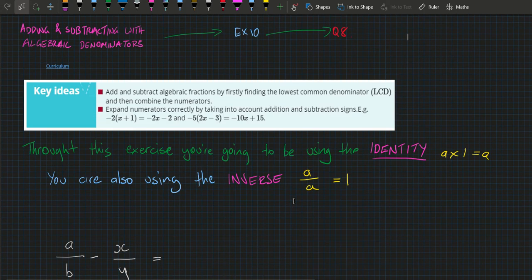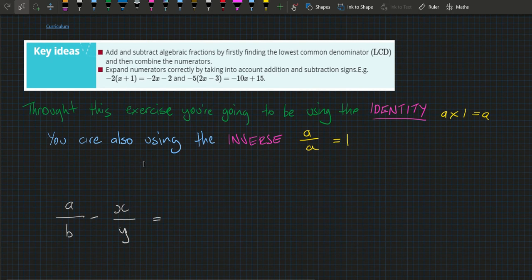Okay, so throughout this exercise, you will be using the identity. You will have used it many times in the past without realizing, but starting to understand how these things work is taking you to the next level in mathematics. You're also going to use the inverse. I'll explain that right now. When we're looking for that lowest common denominator, you know that anything divided by itself is equal to 1. It is its inverse, okay? So we use that all the time. That's how we get our lowest common denominators.